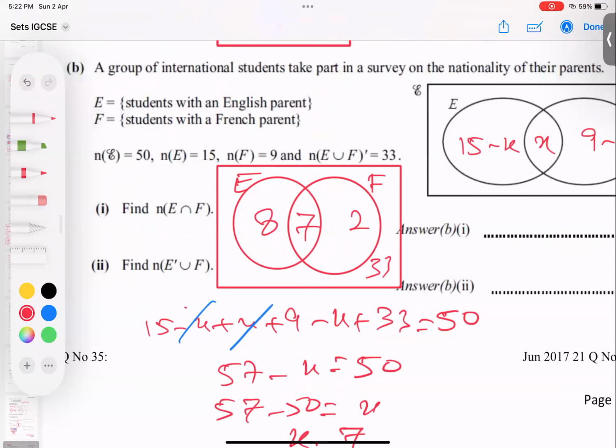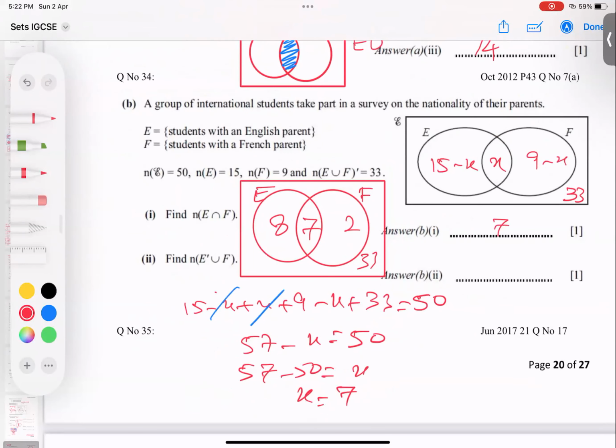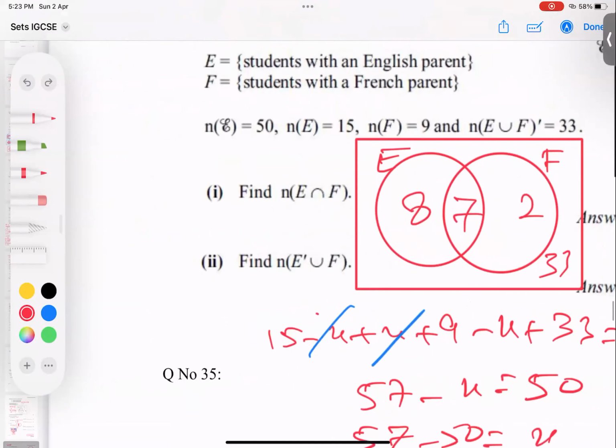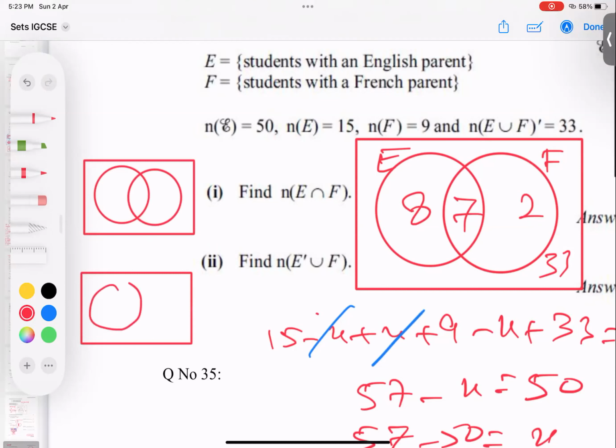Now what is our first question asking? E intersection F, the common part. So the answer is 7. Then he is asking what is this? This kind of question can be confusing, but now I think you understand. You remember what union stands for: accept both white parts, I will take everything. If you are confused about what to do, no problem. I think this is the best way. It is sometimes time consuming, but it gives us surety of our solution.